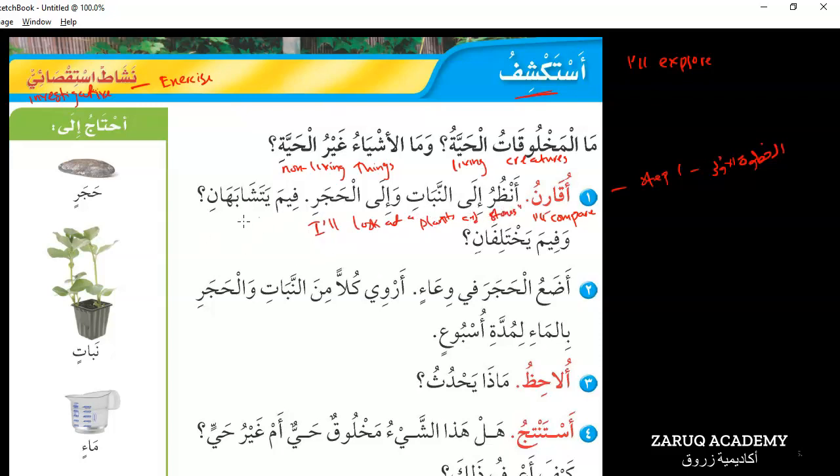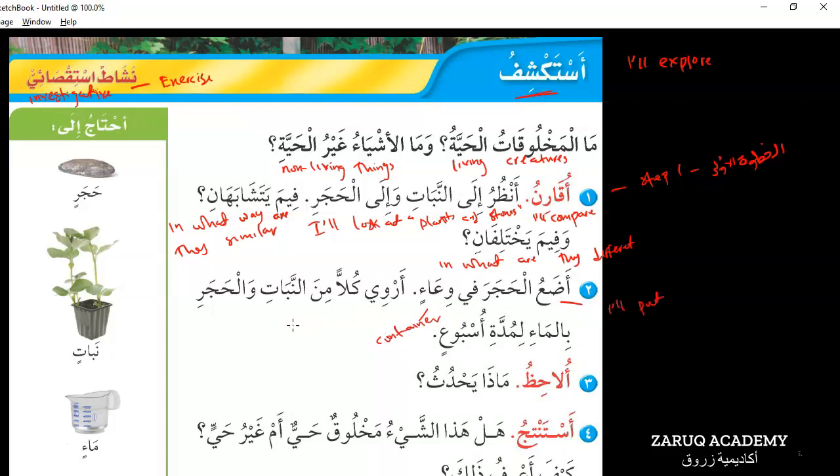So فيما يتشابه, in what way are they similar, وفيما يختلفان, and in what way are they different. أضع الحجر. How are you going to do that? Step 2. أضع الحجر في وعاء. I will put the stone inside a container. وعاء means container. أضع means I will put.